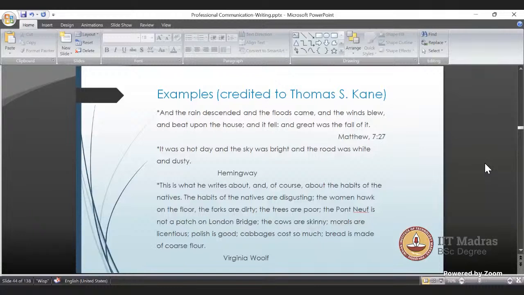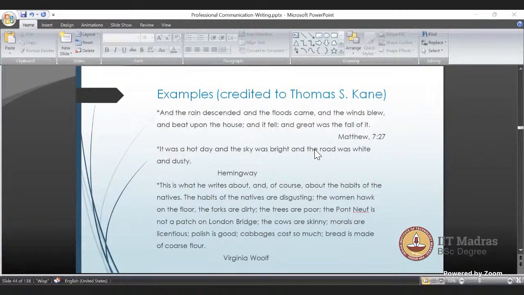Okay, so that very word "and," what feel does it give you? Look at how the word "and" is repeated multiple times. And the rain descended, and the floods came, and the winds blew and beat upon the house, and it fell, and great was the fall of it. Does it give you an experiential feeling? Does it let you experience this whole phenomenon? Right? And the continuous use of the word "and," what does it tell you?